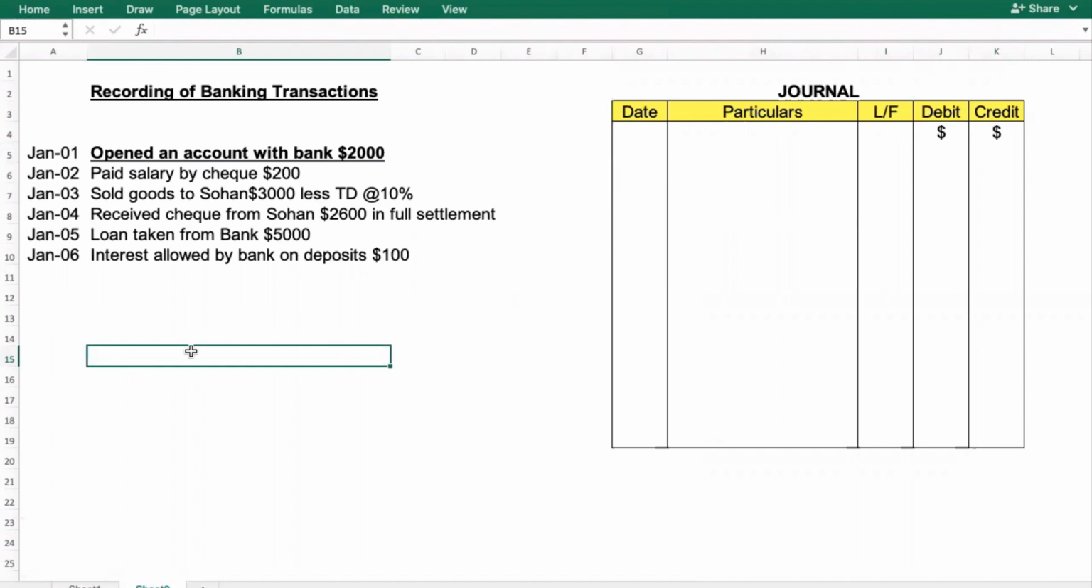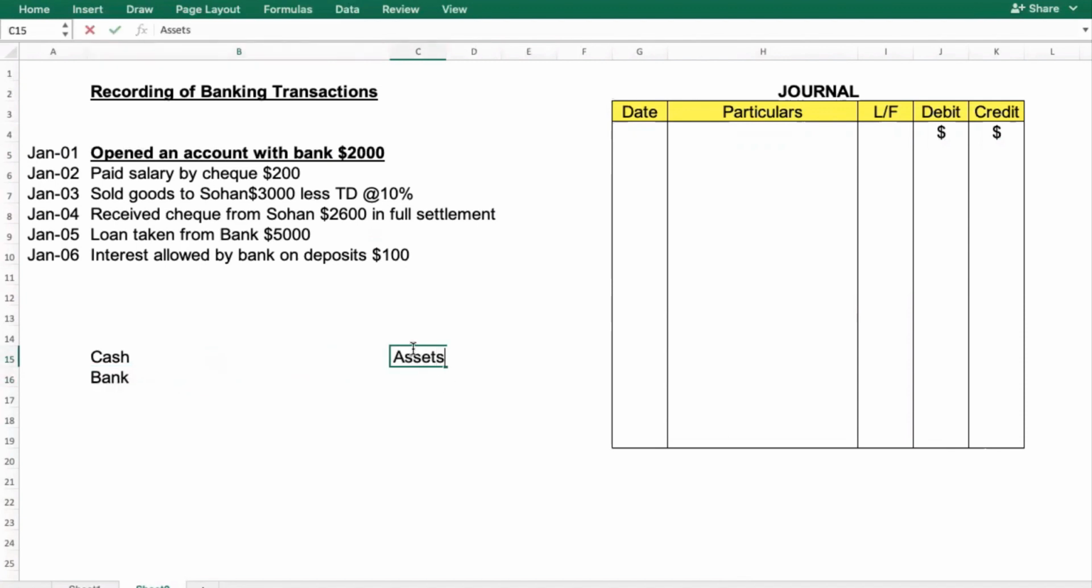So what happened in the business? Two things affected, two items. The first item is cash and the second item is bank. From the business, cash is gone, right? And gone where? Into the account, right? So that account is known as bank. Cash is an asset. A bank is also an asset. Both are assets.